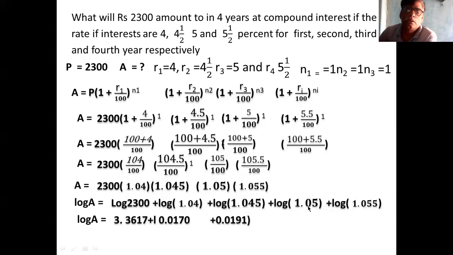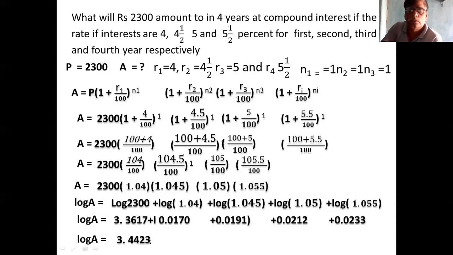And next is 1.05, 10 fifth column, 0.0212. And next is 10, 5 mean difference 5. This is 0.0233. Okay. If you take the total of this, it is 3.4423. So A is equal to antilog of 3.4423.